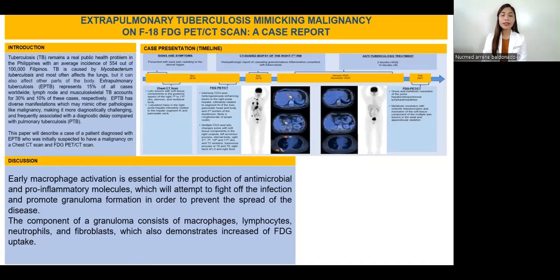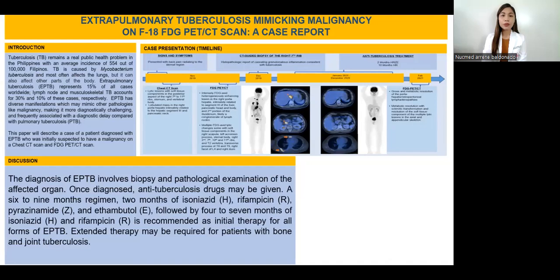Hence, FDG PET CT scan is not a tumor-specific agent and may cause false positive results in cases of malignancy, most especially in patients with ongoing infection like tuberculosis. The diagnosis of extrapulmonary tuberculosis involves biopsy and pathological examination of the affected organ. Once diagnosed, anti-tuberculosis drugs may be given.